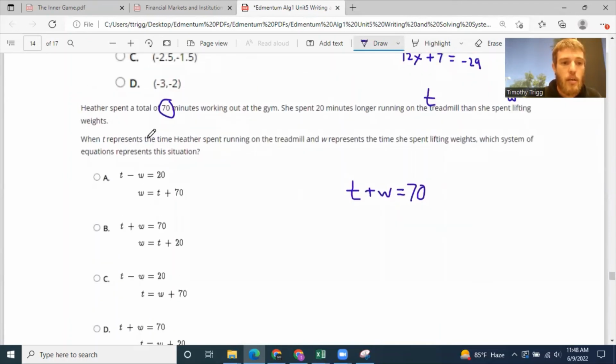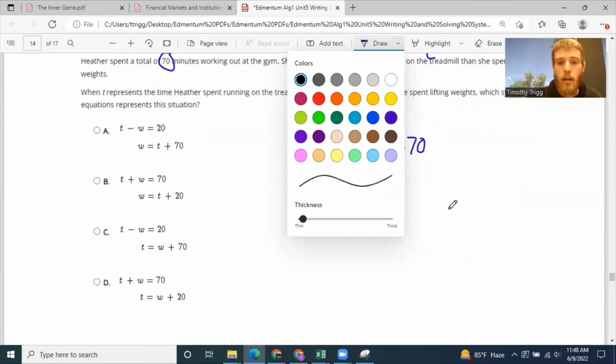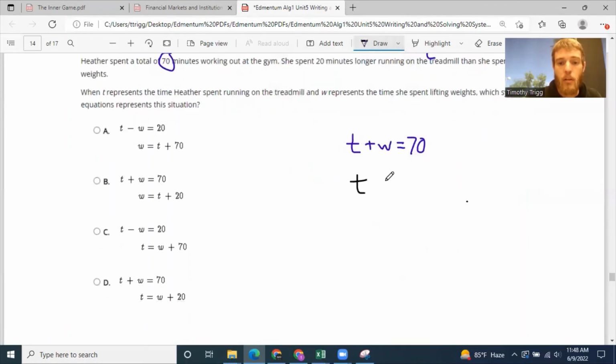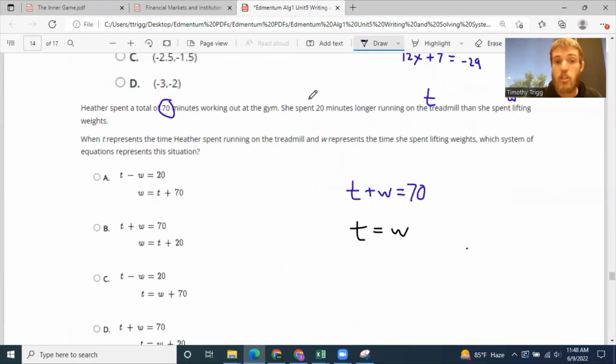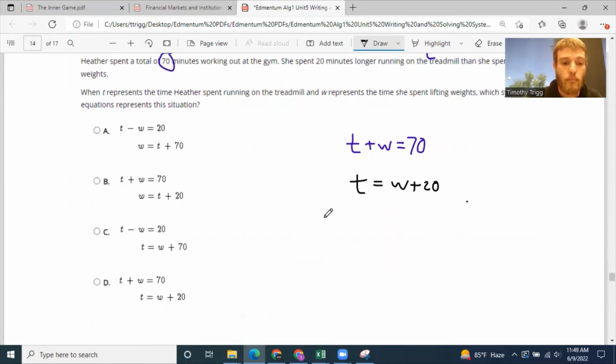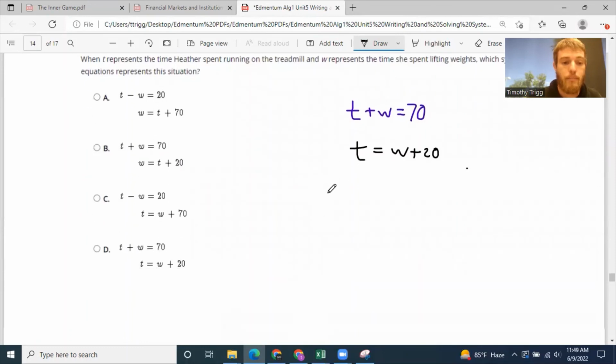Then it also says she spent 20 minutes longer running on the treadmill. The way I think about that is, does the amount of time she spent on the treadmill equal the amount of time she spent lifting weights? Well, no, they're not equal. She spent 20 minutes longer on the treadmill. So you would have to add 20 to the weightlifting time to equal the treadmill time, wouldn't you? Okay, so there you go.